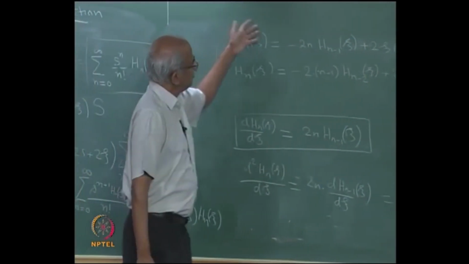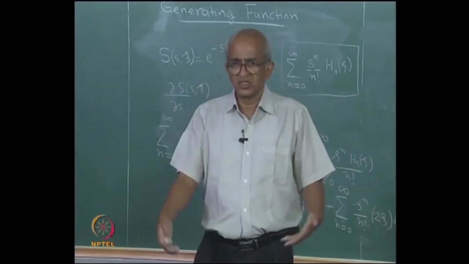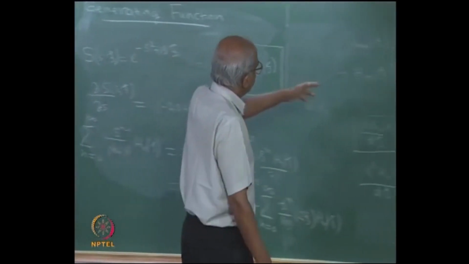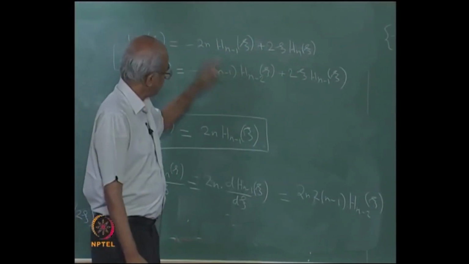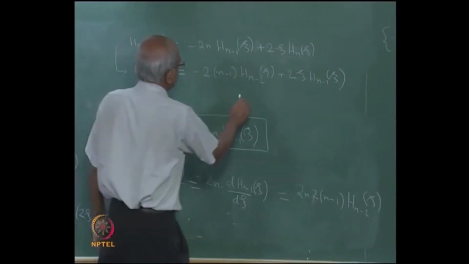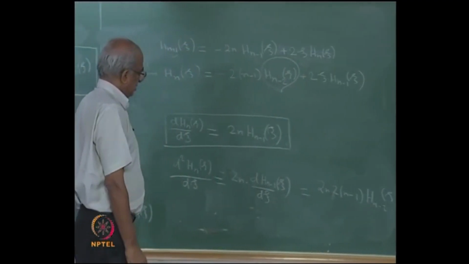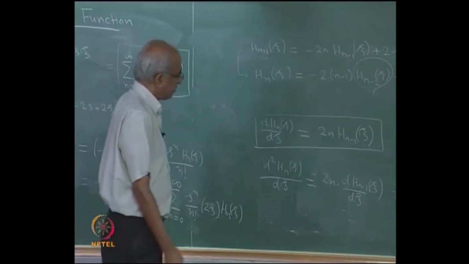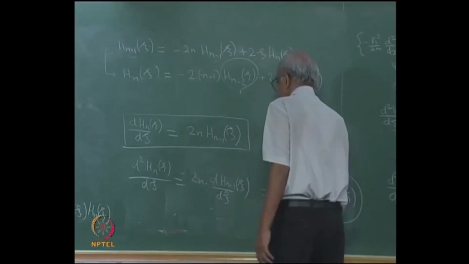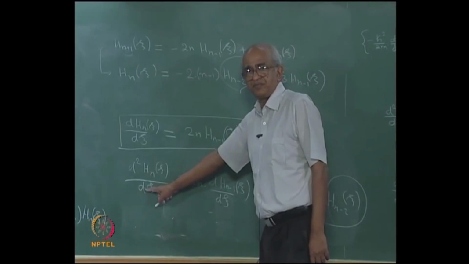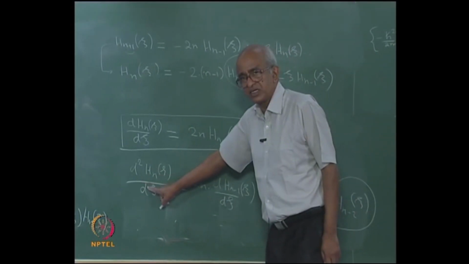This first equation is valid for any n. So, even if I replace the n with n minus 1, the equation has to be valid, and I did that and I get this as the answer, correct. Now if you look at this equation, you will find that there is h n minus 2 sitting there, and h n minus 2 is related to the second derivative of h n.